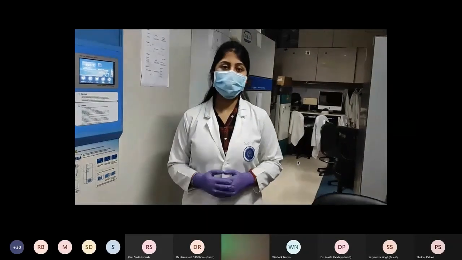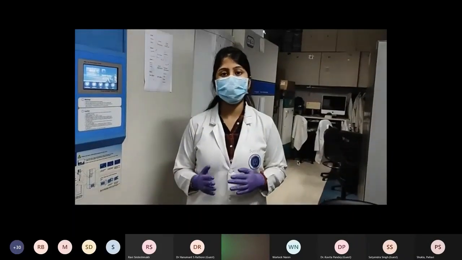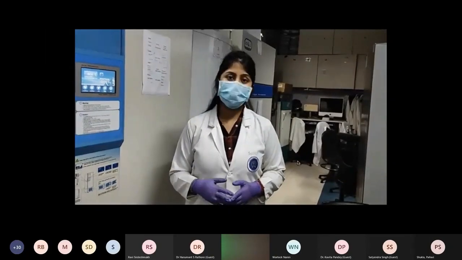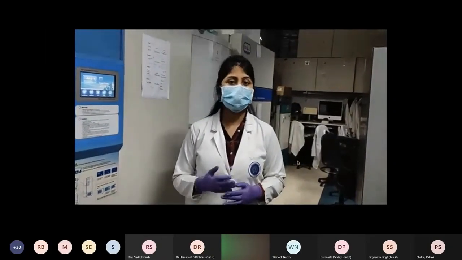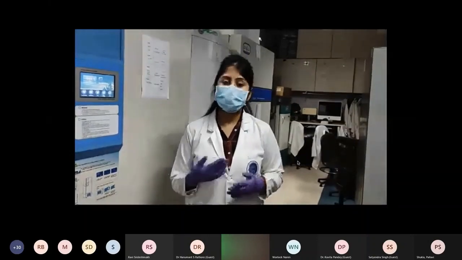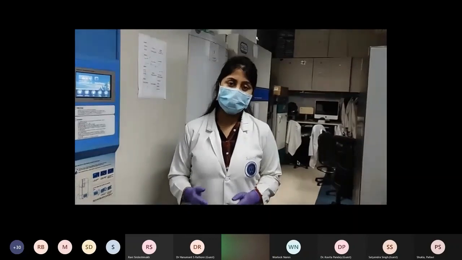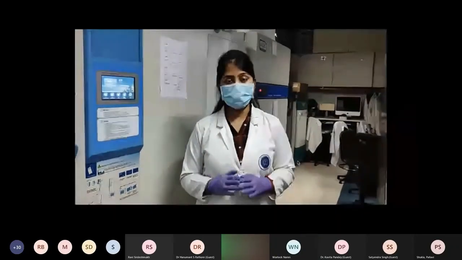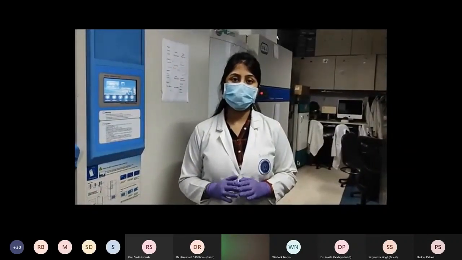In order to know the protein concentration in a given sample, or to get the total yield of protein in a given sample, it should be quantified. Depending upon the type of lysis buffer used, various quantification methods can be used. Today, we will demonstrate one such method, which is the Bradford protein assay. The Bradford assay is one of the common methods used for protein quantification, and it is a colorimetric assay.